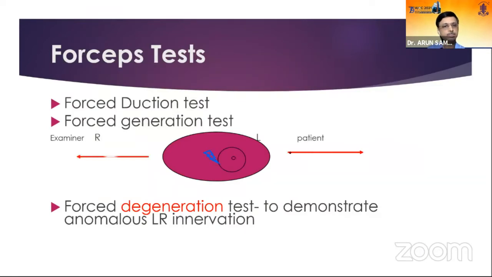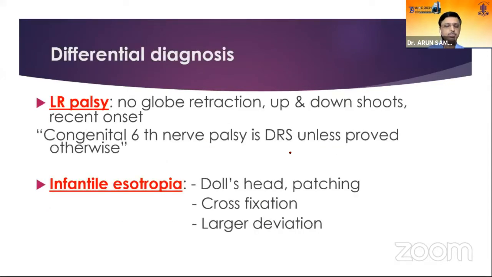We also need to do the forceps test, which Dr. Deepti has nicely highlighted, the force reduction, force generation, and we do something called the force degeneration test to demonstrate the abnormal lateral rectus innervation.